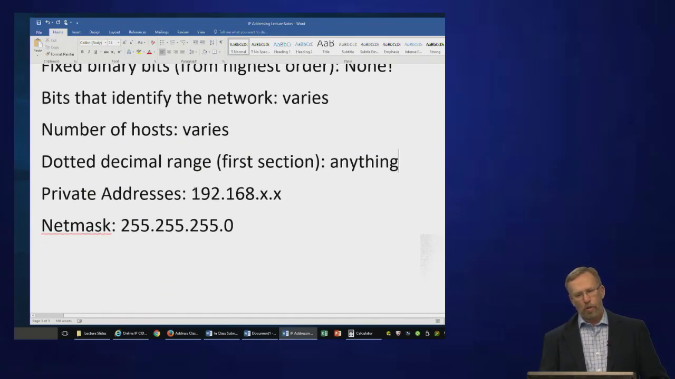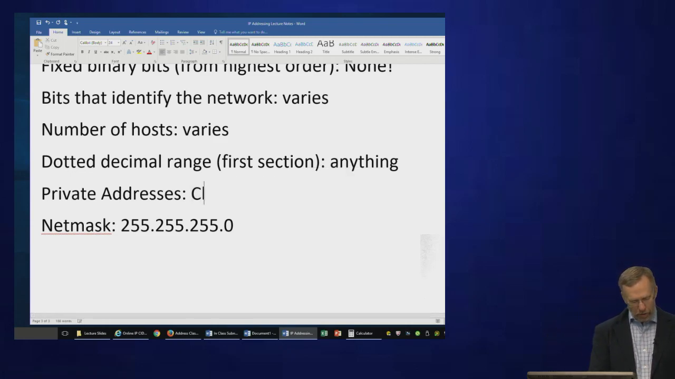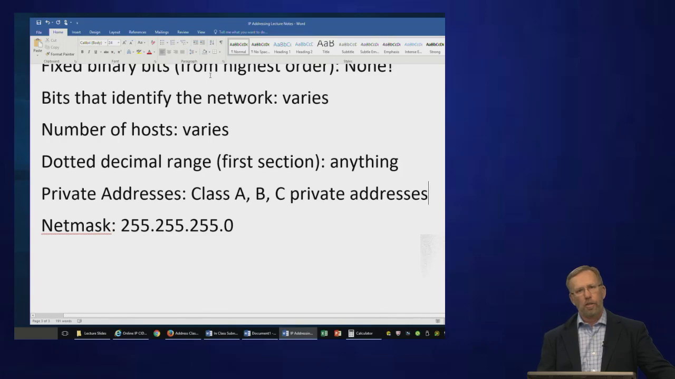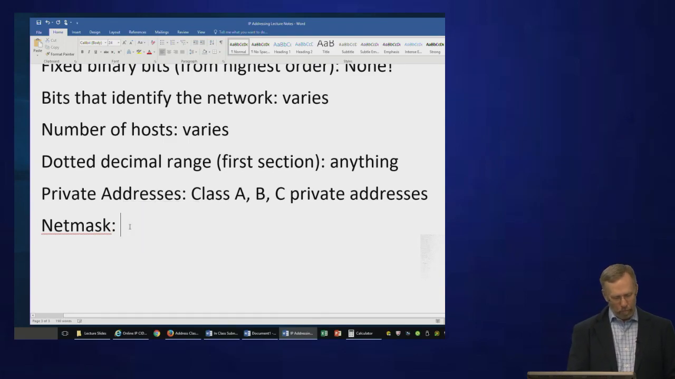Private addresses, we still have to respect all Class A, B, and C. Just because we switch to CIDR notation, CIDR assignment, doesn't mean that we can suddenly route those Class A, B, and C private addresses. So we still have to respect those. Net mask. Well, we can't really say because it's not a fixed net mask.